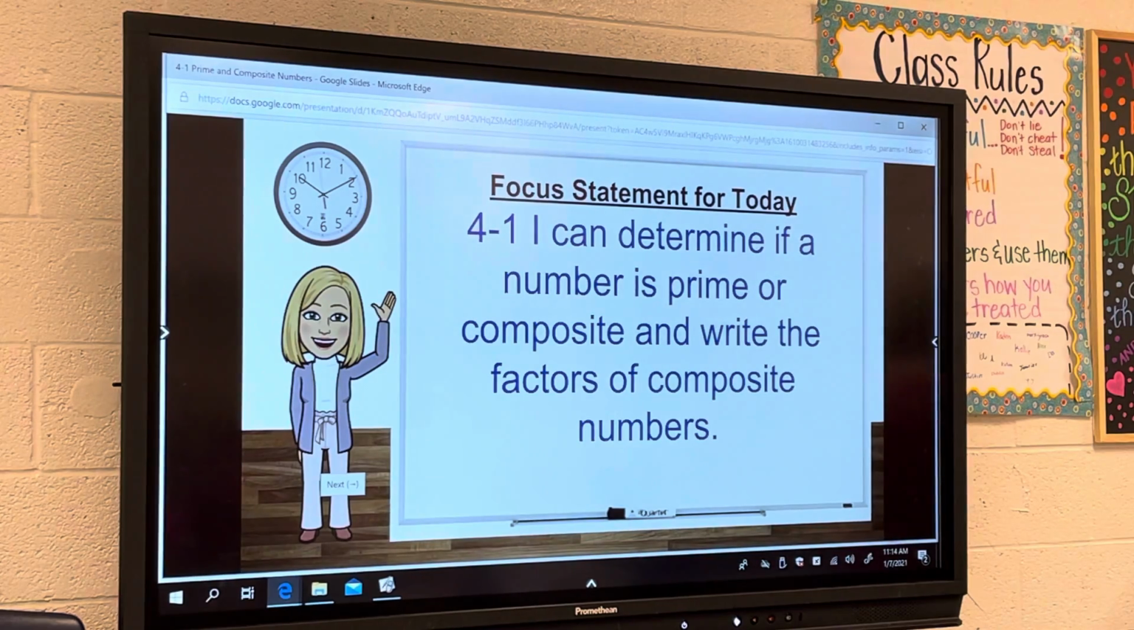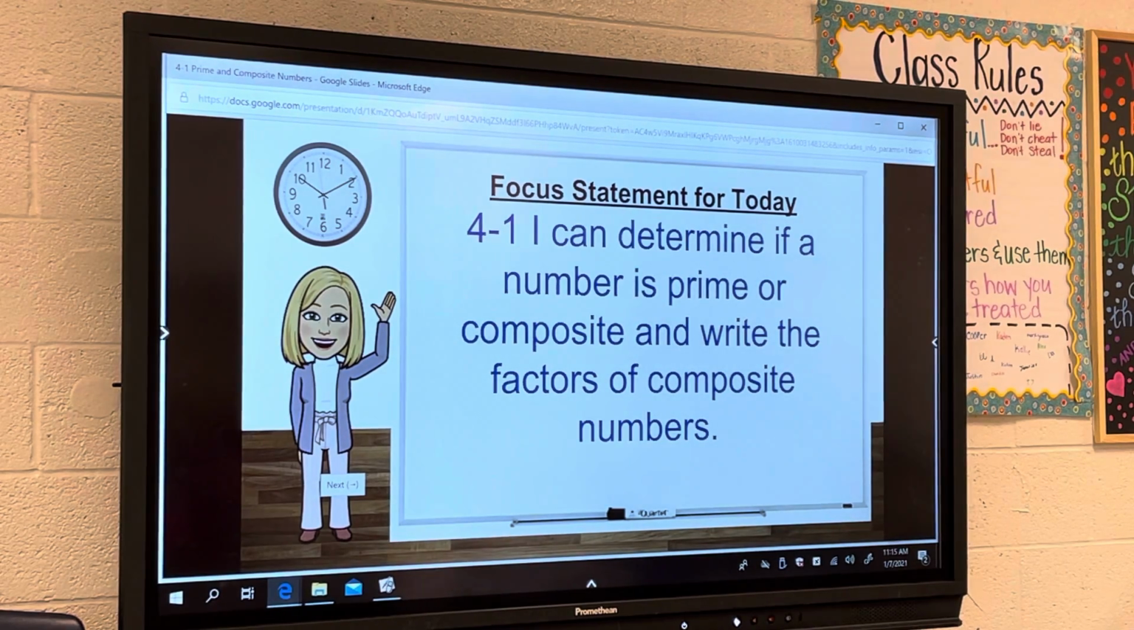At the top, your focus statement for today is, I can determine if a number is prime or composite and write the factors of a composite number. So we have 2 parts to today's lesson. We're going to figure out if a number is prime or composite, and for the composite numbers, we are going to figure out the prime numbers that make up that composite number.